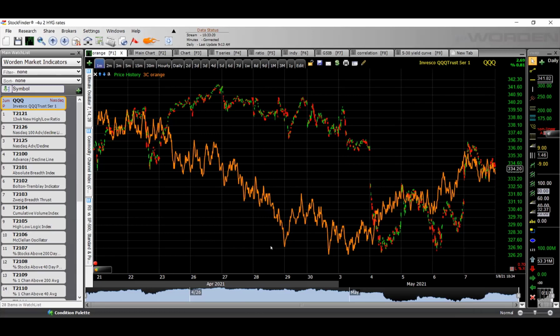I went and looked at the QQQ. The reason I'm asking, I looked at the Qs on that day, the 27th. The Qs puts, the 340 puts were going for $2.38, and they peaked out at $13.28 on the 4th and 6th of May.